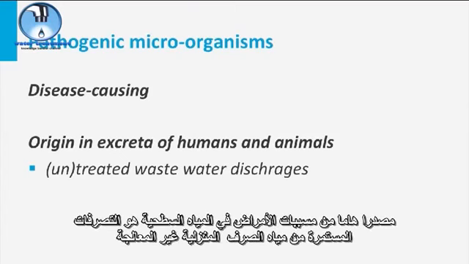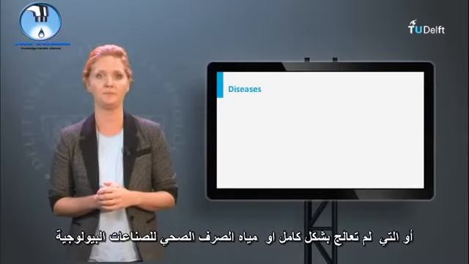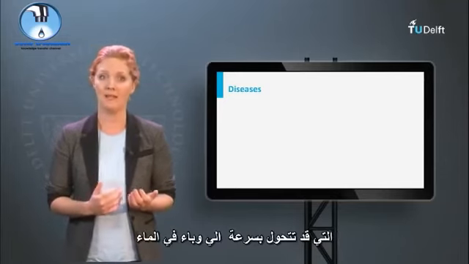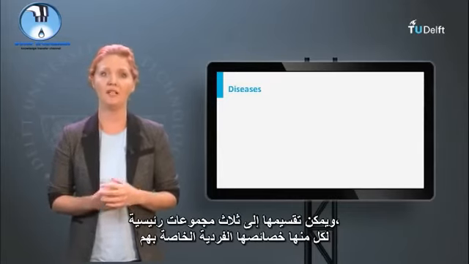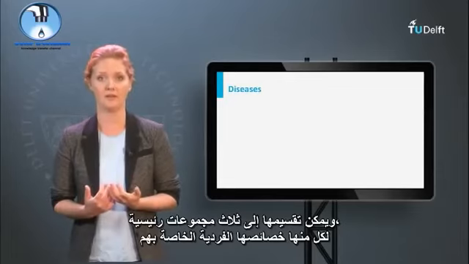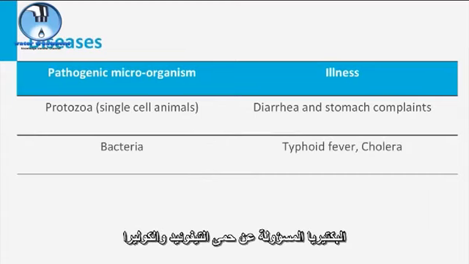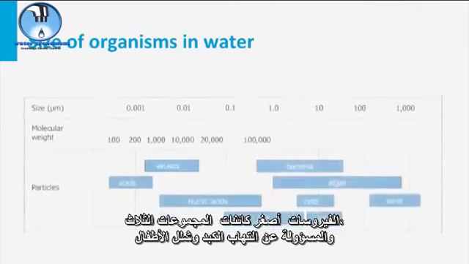An important source of pathogens in surface water is the continuous supply of untreated or not fully treated wastewater from domestic and bioindustry. Pathogenic microorganisms can cause different diseases, which may become epidemic rather quickly in water. They can be divided into 3 main groups, each with their own individual characteristics. Protozoa, which are single-cell animals and can cause diarrhea and stomach complaints. Bacteria, responsible for typhoid fever and cholera. And viruses, the smallest organism of the 3 groups and responsible for hepatitis and polio.